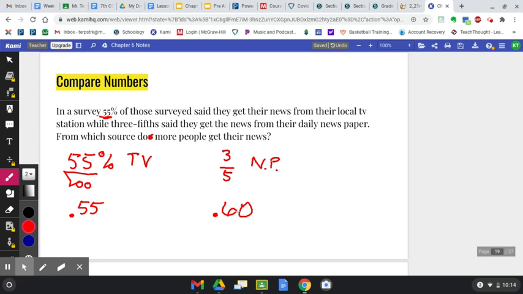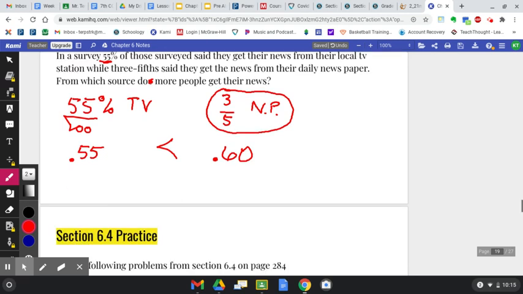right? And if we want to look at it as percents, right? 55% versus 60%, 0.55 versus 0.6. So more people get their news from the newspaper because 3/5 is a greater value than the 55%. So we can change them to the same form to determine which value is larger, smaller, equal to in that case.